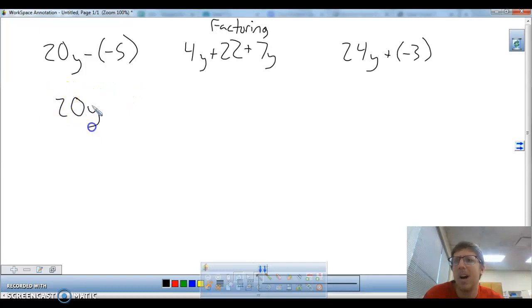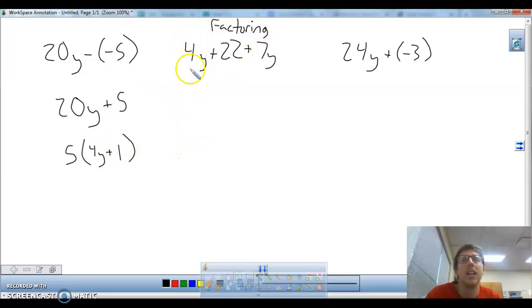If we got 20y minus negative 5, what's subtracting a negative the same as? That's the same as adding a positive, right? Now, what can we pull out of both of these? The greatest common factor we can pull is a 5. So I'd write the 5 and then the parentheses. Well, 5 times what gets you this 20y? It'd be 5 times 4y. Plus 5 times what gets you 5? That'd be 1. So that's it for that one.